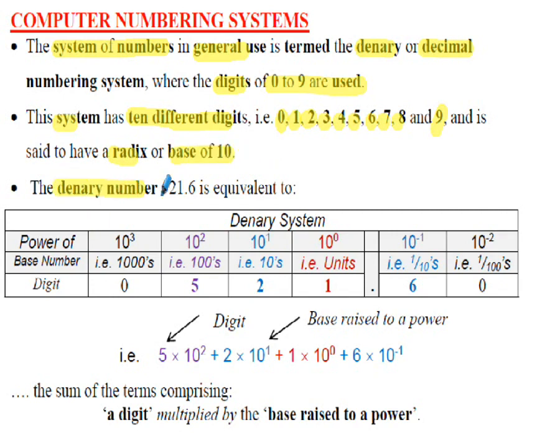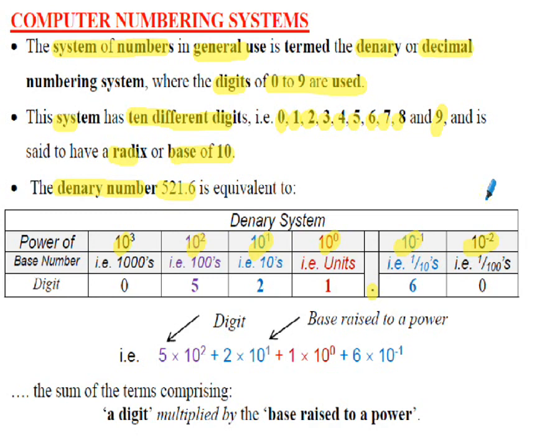The denary number 521.6 can be written in what's called a column heading format as shown below. We have 10 to the power 0, don't forget anything to the power 0 is 1, 10 to the power 1, 10 to the power 2, 10 to the power 3 to the left of the decimal point, and to the right of the decimal point we have 10 to the power minus 1, 10 to the power minus 2. This is called column heading format.